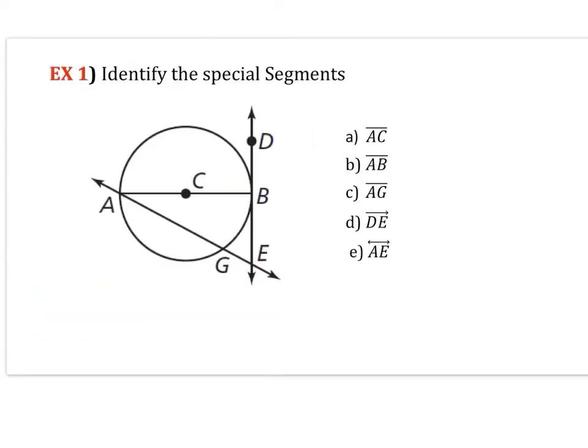All right, so let's see if we understand these new terms. Identify all the special segments using the vocabulary that you just learned. So reference the vocabulary. All right, our first one is a segment. So you're naming segment AC. Segment AC is a radius. Segment AB is a diameter. Segment AG is a chord.